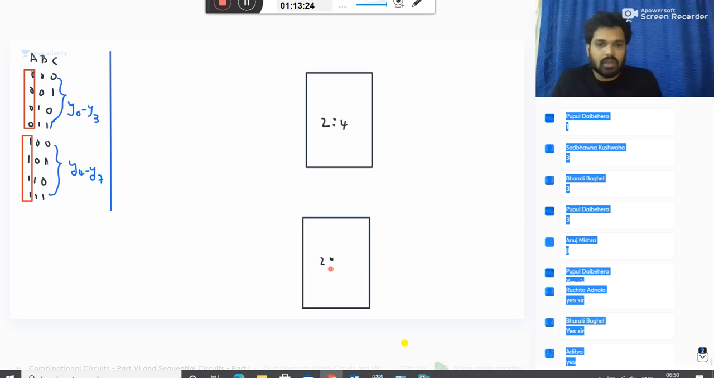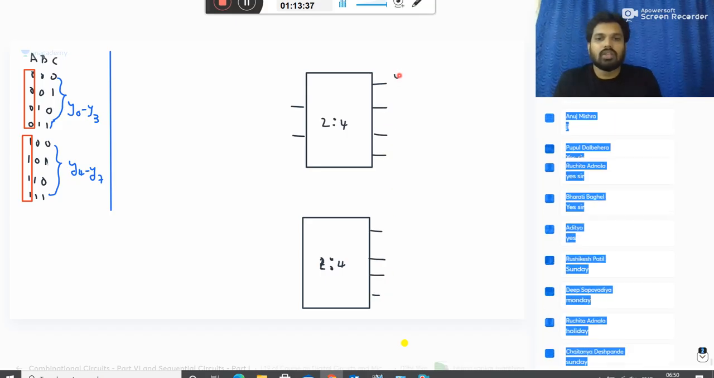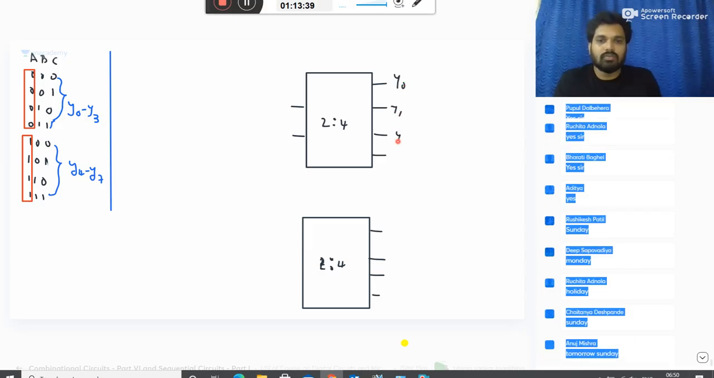Tomorrow we will finish the combinational and I will be starting the sequential circuits part. You can give the names Y0, Y1, Y2, Y3.